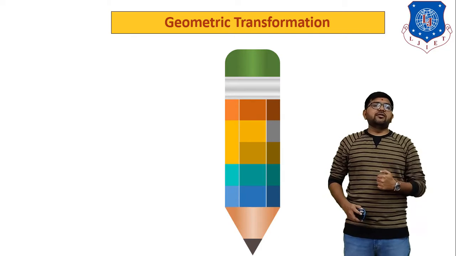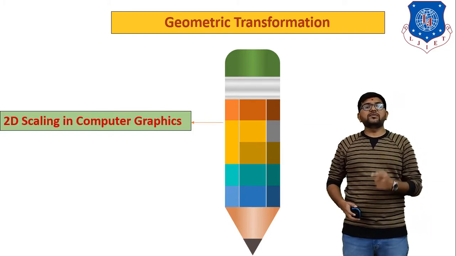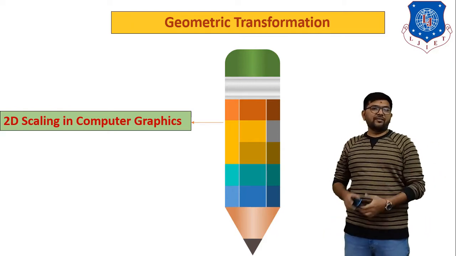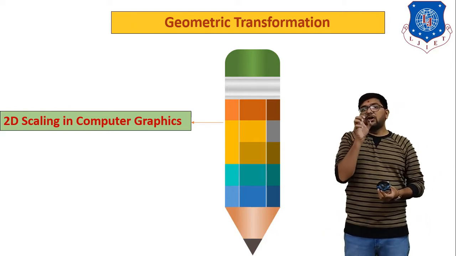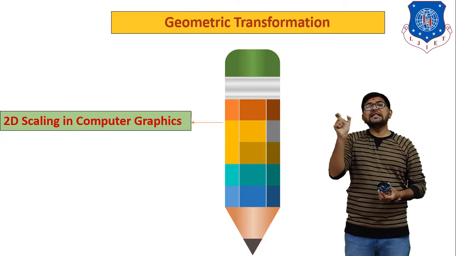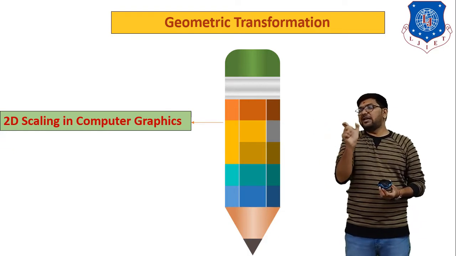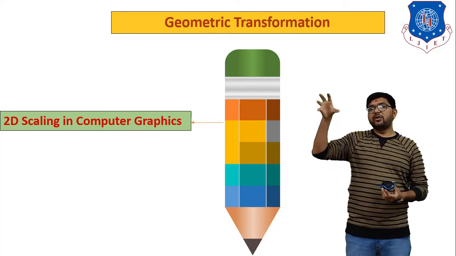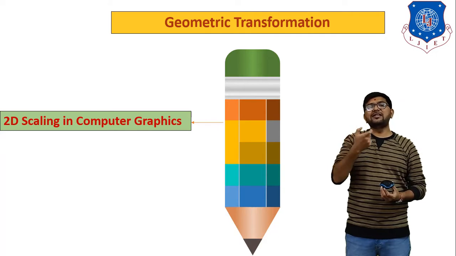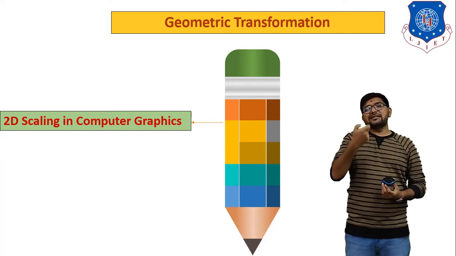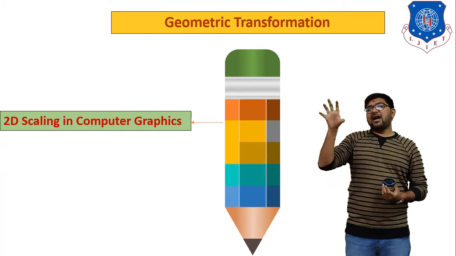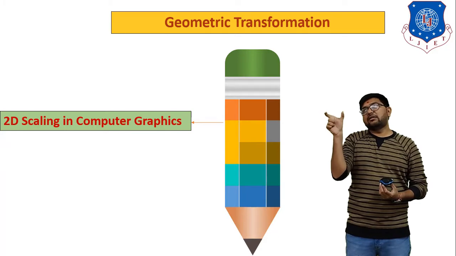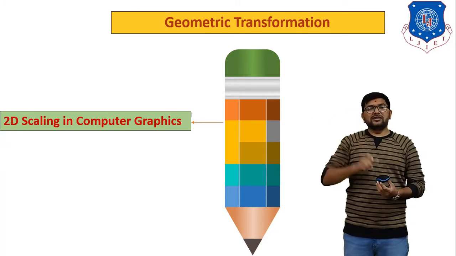So in today's session we have to discuss one more type of transformation, that is scaling, 2-dimensional scaling in computer graphics. Now what is the meaning of scaling? You already used this function in engineering graphics. Clear? Scaling means if you want to enlarge an object or reduce the size of an object, then this function is used. So in scaling we just enlarge or reduce the size of the object, but we do not change the shape of the object. Clear? So this is scaling.